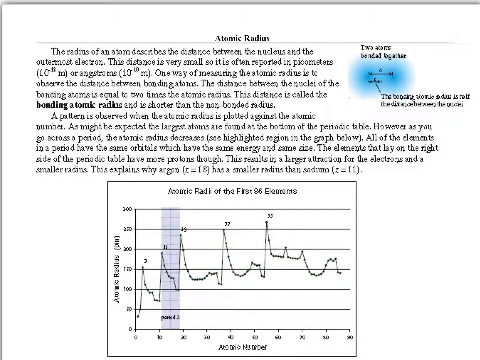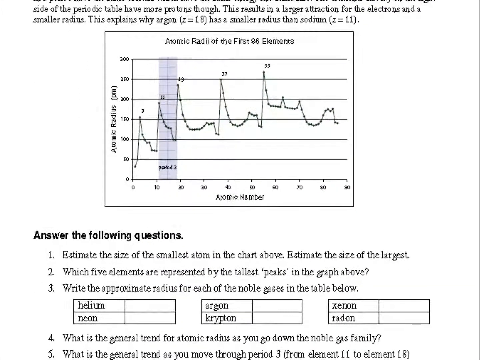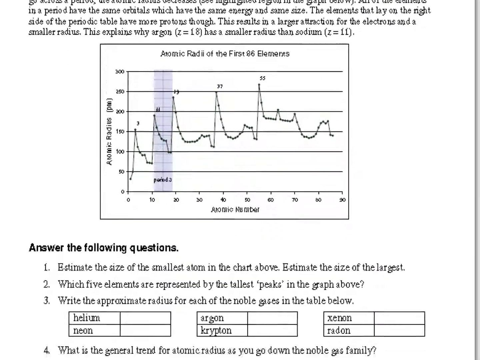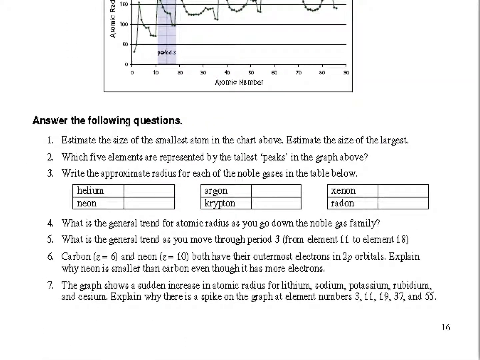Your first page of homework will be to complete the atomic radius page on page 66. Each of these numbers at the peaks are from your alkali metals. Notice 3, 11, 19, 37, 55. It's very important that you are capable of reading a graph, analyzing it, and integrating it to what you already know about atomic radius. So as you read the top, you need to read, highlight, make notes, and then on the bottom you'll be answering these questions.